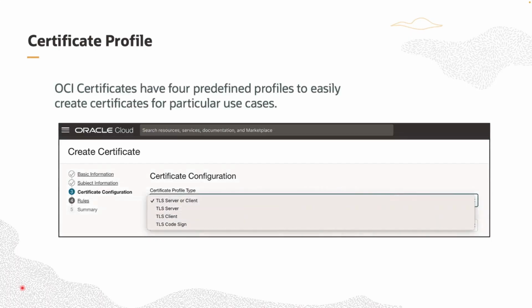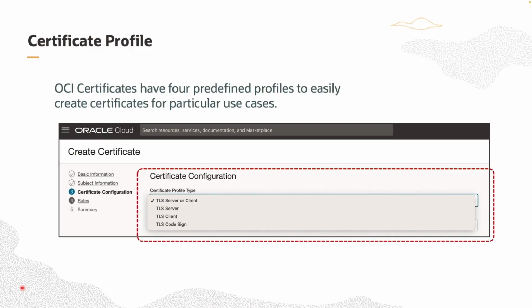The service also has some certificate profiles created for your convenience. It has 4 profiles defined, one of which can be server or client, and that is basically a good example of mutual TLS. You can also create a certificate that belongs to the server side or only to the client side. And you also have the option for code signing certificates for integrations.